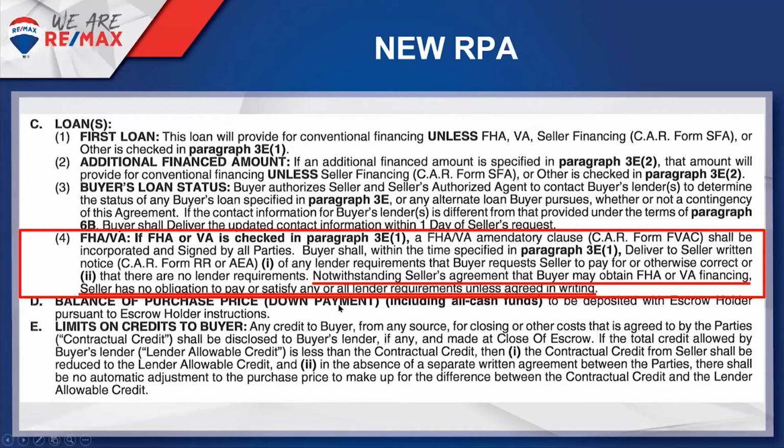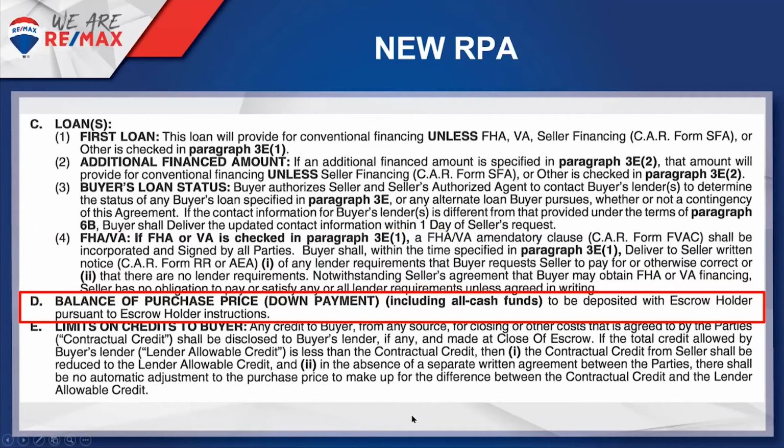Notwithstanding any agreement that the buyer may obtain FHA or VA financing, seller has no obligation to pay for repairs that the lender requires unless the seller has agreed to do that. So just because a VA appraisal requires a repair does not obligate the seller to make those repairs.